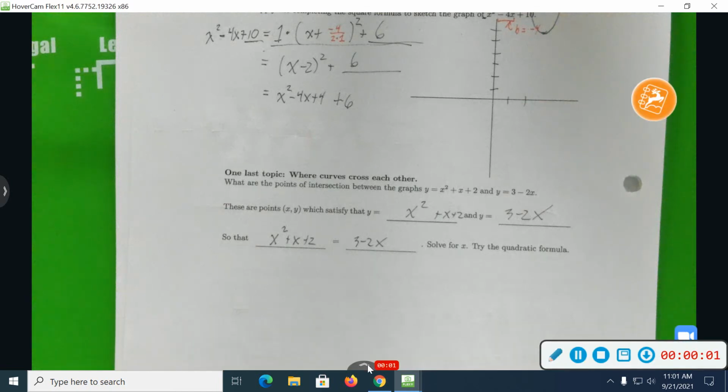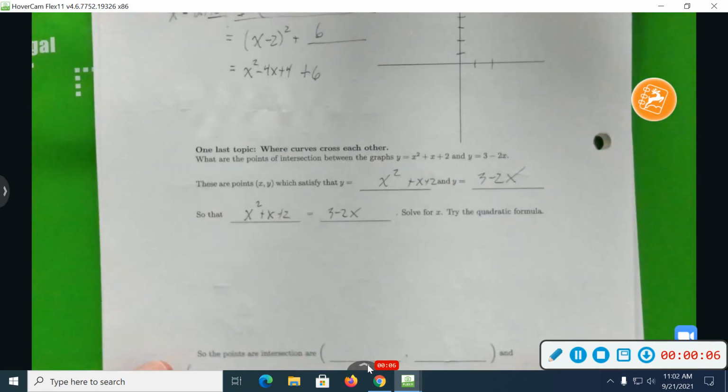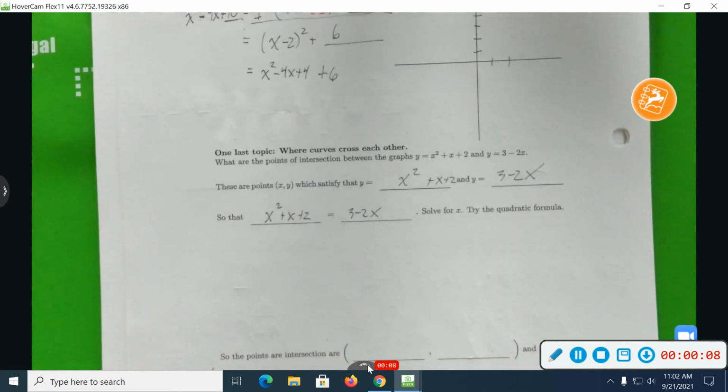Carry on. So there's one last example that I owe you from last time. Where do two curves cross each other? And this won't be anything deep. So let's suppose I ask you, what are the points of intersection between this graph and that? You know just by looking at it, that'll be like a straight line.